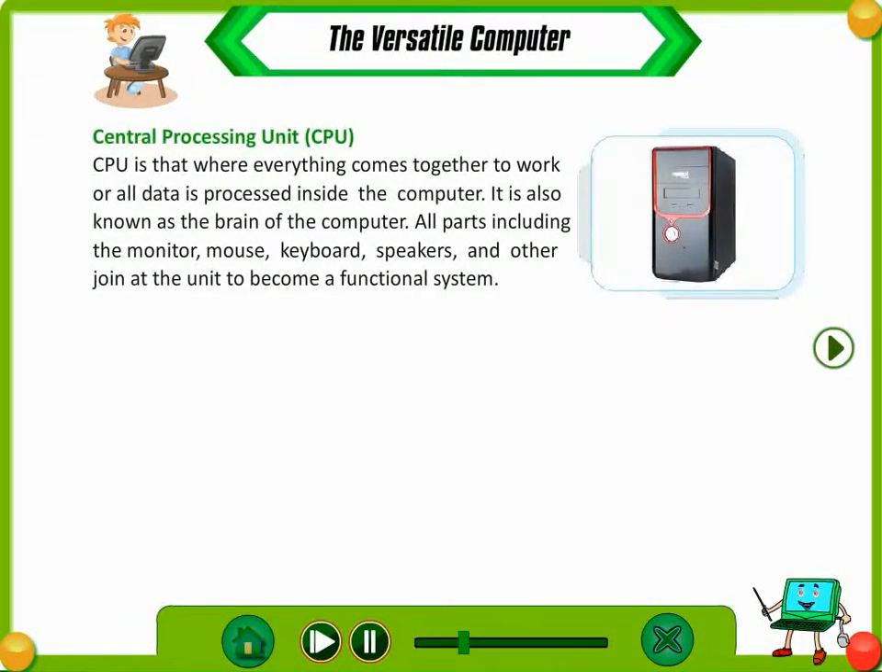Central Processing Unit, CPU. The CPU is where everything comes together to work, or where all data is processed inside the computer. It is also known as the brain of the computer. All parts including the monitor, mouse, keyboard, speakers, and others join at the unit to become a functional system.